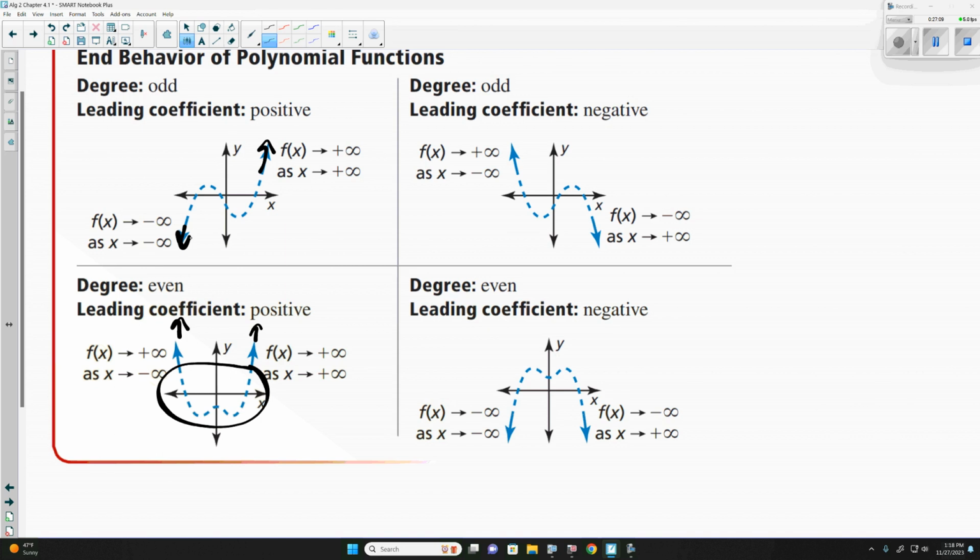And f of x is going to approach negative infinity as x approaches negative infinity. It's going to go the same way. Odd, positive: f of x is going to approach positive infinity as x approaches positive infinity, and f of x is going to approach negative infinity as x approaches negative infinity. Odd and negative: f of x is going to approach negative infinity as x approaches positive infinity, and f of x is going to approach positive infinity as x approaches negative infinity.